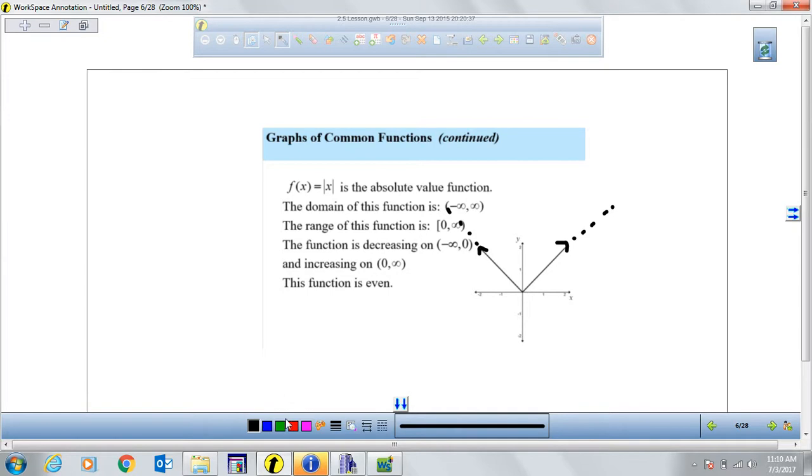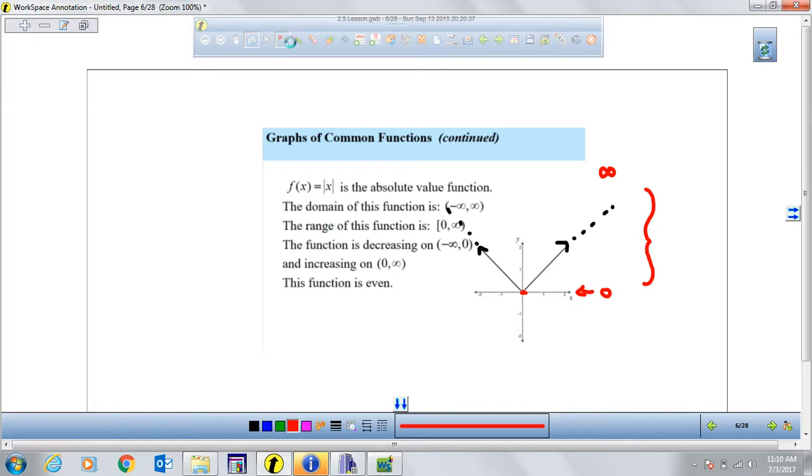However, the range is not the same thing, because the lowest value of the absolute value of x, the lowest value of y, is going to be 0. This is the lowest y. And from there, it keeps going up. So if it keeps going up, that means it's going to go all the way up to positive infinity. So that's my range, from 0 to infinity.